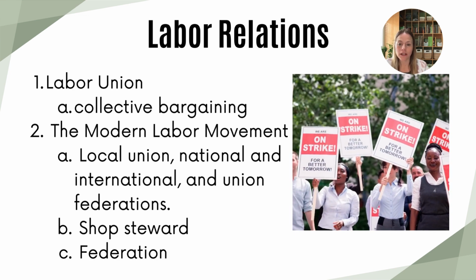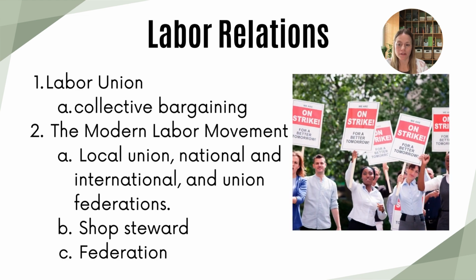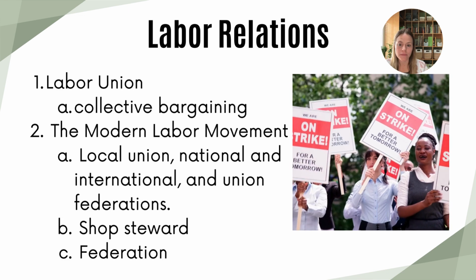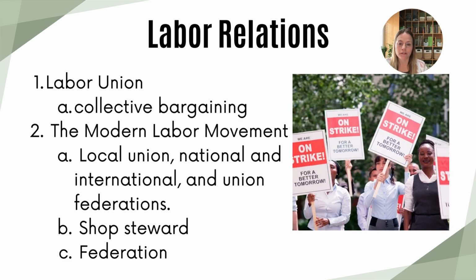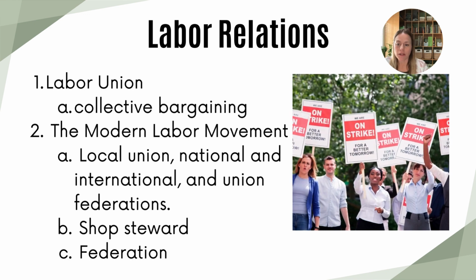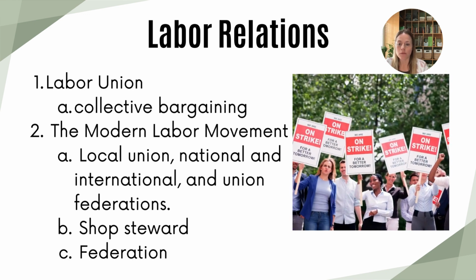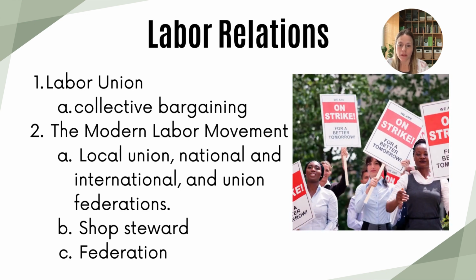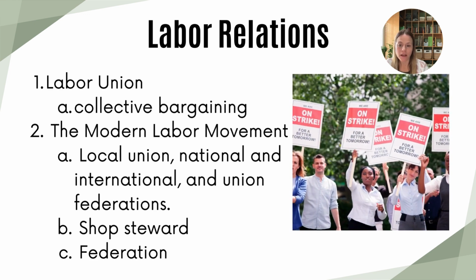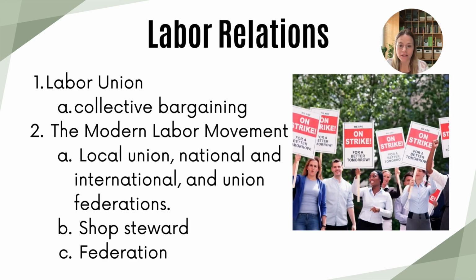The structure of the labor movement consists of 3 parts. First, the local union, then national and international. Third is union federations. A local union is a branch or a unit of the union that represents one region or location. The main functions of the local union are membership services, bargaining, and community activities.